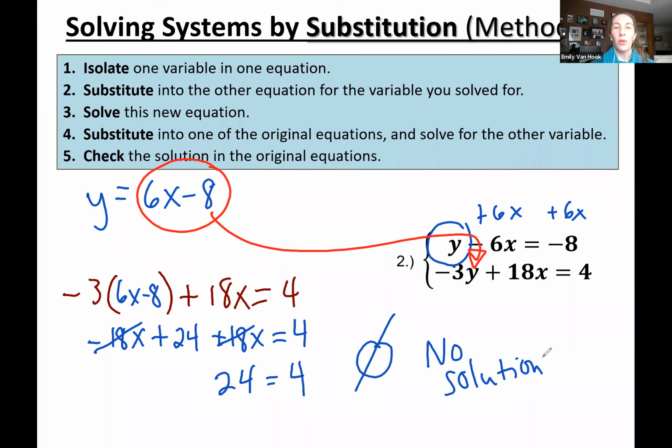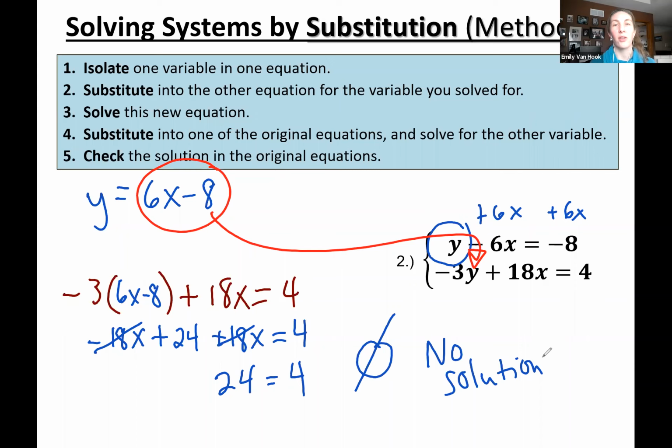So if your variables cancel out altogether, take a look at the equation that's left over. If it's true, for example, if we got 24 equals 24, or 0 equals 0, or 5 equals 5, that's a true statement. That would be the case of the two lines being the same line, and you would have infinitely many solutions. In this example, if we were to graph these two lines, they would both have a slope of 6, but they have different y-intercepts. So they're both going up 6 over 1, but they're never crossing. These would be parallel lines.